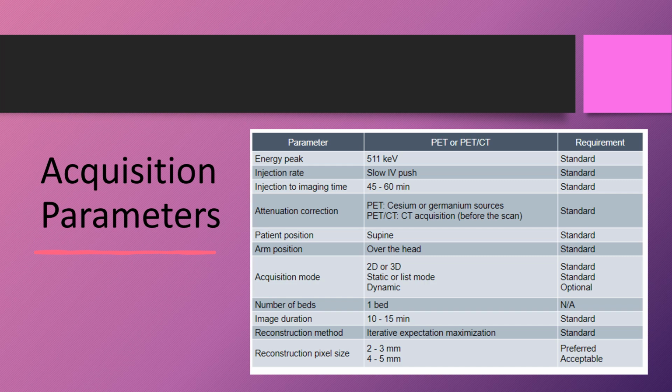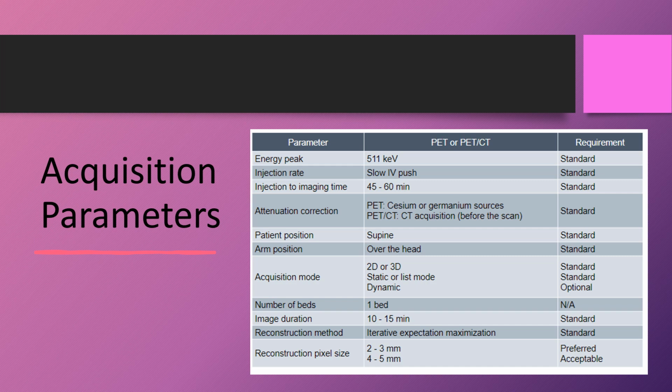Here's that same information in a nice little chart for you. I do want to point out that the number of beds is just one bed position. You're just doing it over the heart. That's pretty standard. The acquisition mode could be static or list mode dynamic, and that depends on whether or not you're doing the myocardial blood flow reserve with it or not. If you are, you want to do that in list mode as a dynamic study to capture that flow for the resting, especially if you're doing a full stress test before the viability.